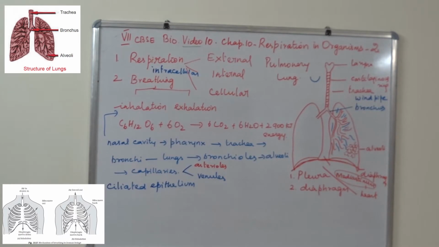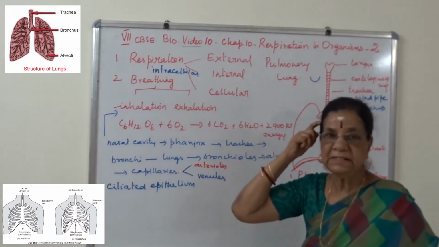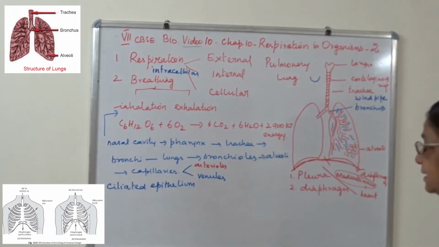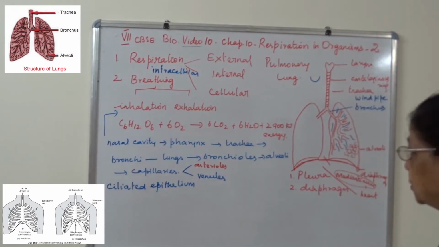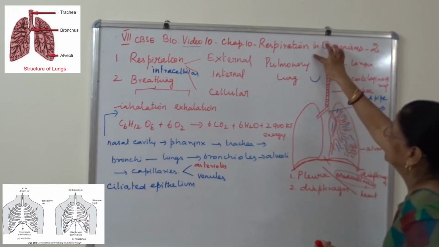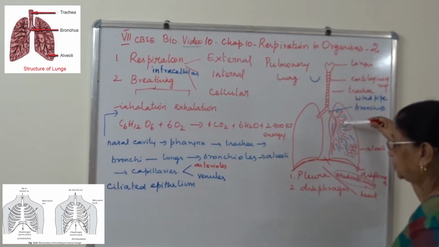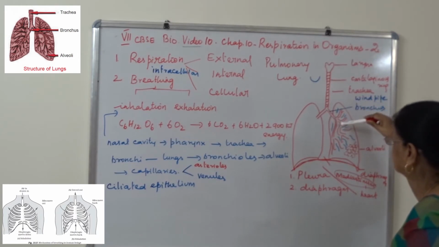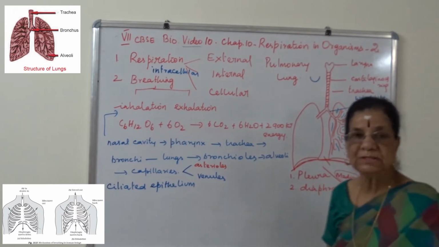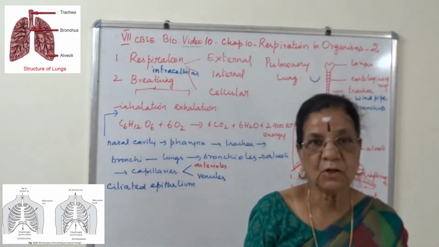Then we see the path of inhalation. Air enters through this passage: nasal cavity, pharynx, trachea, bronchi, lungs, bronchioles, alveoli and capillaries. Now we say nasal cavity, pharynx and larynx, then the trachea, bronchus, bronchioles, entering into the lungs, then the alveoli, then supplied with capillaries, arterioles and venules. I hope you understand. So this is the human structure of lungs, right?